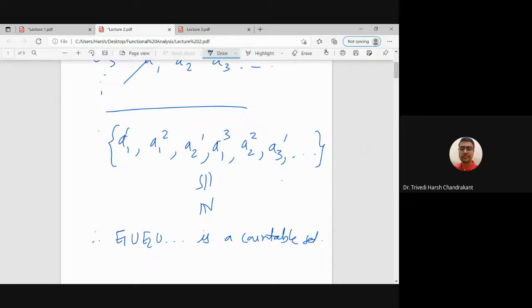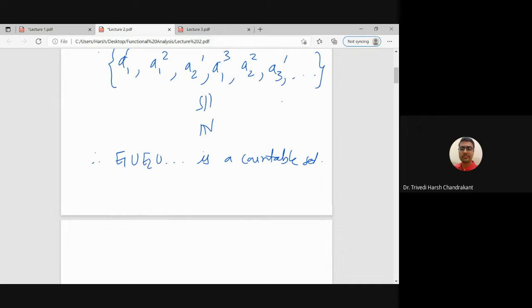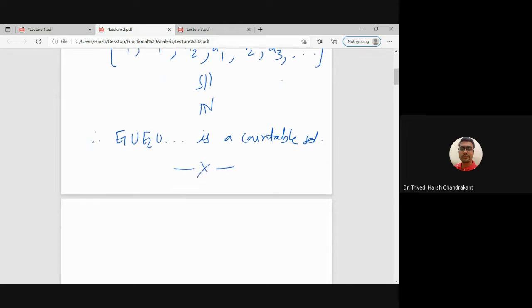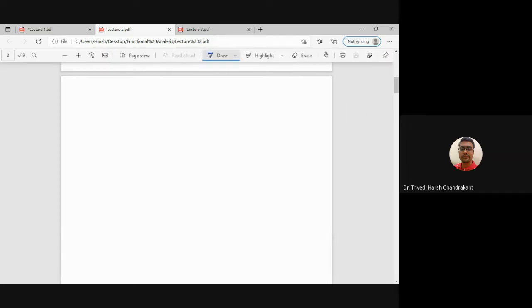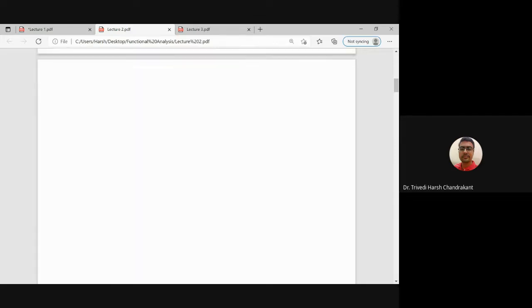Yes, so you must have seen this proof earlier in your BSc. Okay. So a countable union of countable sets is countable. Now we want to recall some basic definitions related to equivalence relation and equivalence classes. So let us start with the definition.